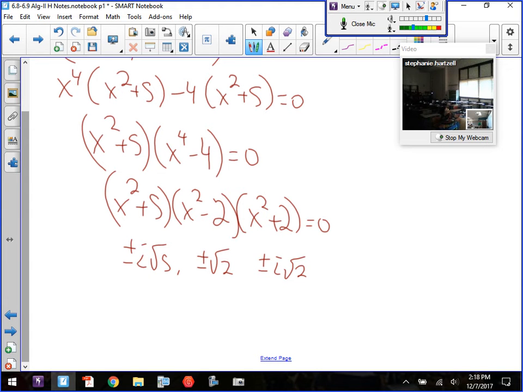I forgot to change that header. But anytime, remember, I've always said, whenever you see an equal, you always go for your zeros. Anytime you see an equal sign, that means you got to find the zeros. Right.